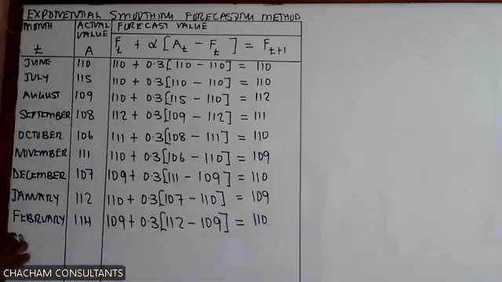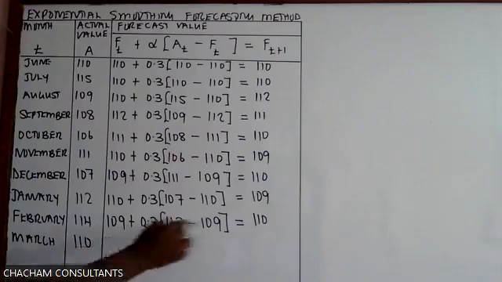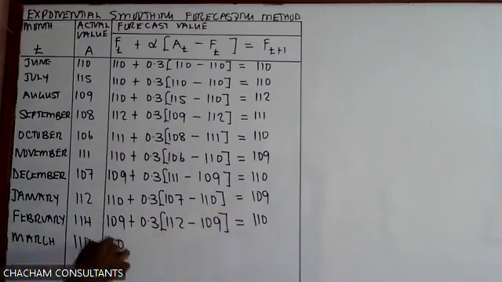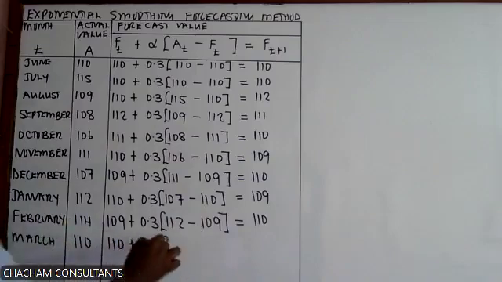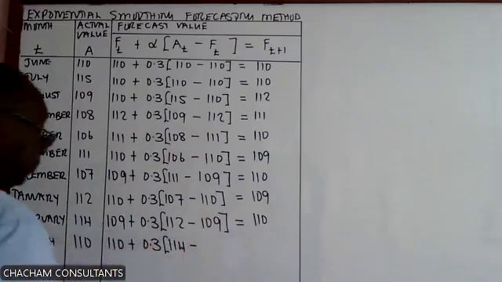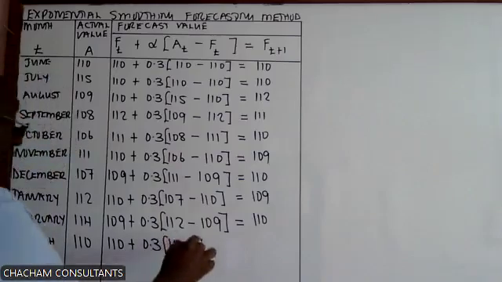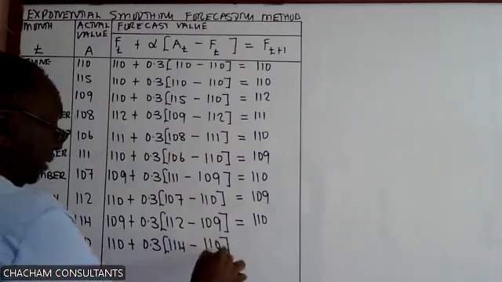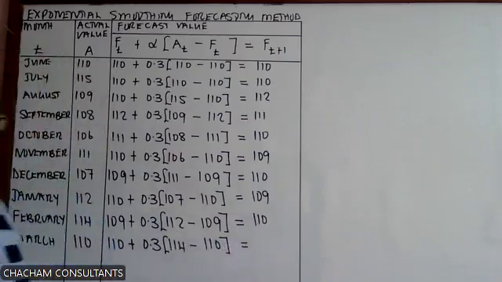So when I go to March, the actual is 110. So the previous forecast is 110, plus 0.3 times the previous actual 114 minus the previous forecast 110. That gives 111.